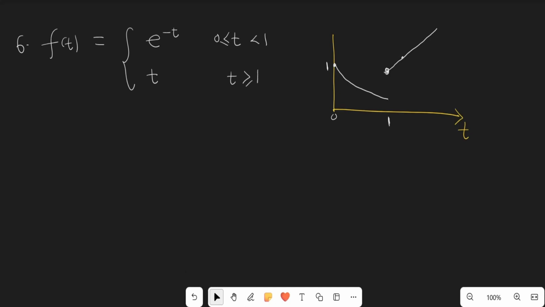So this is 1 here. So this is what we have. This one is an open circle, but this one is filled. All right, so this is the graphical illustration for the unit step function.